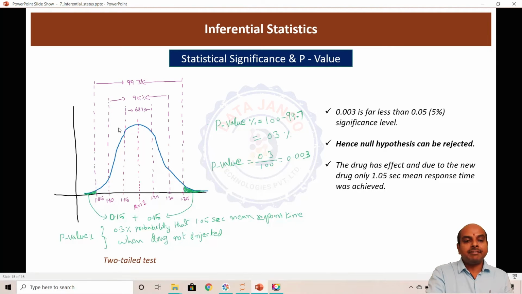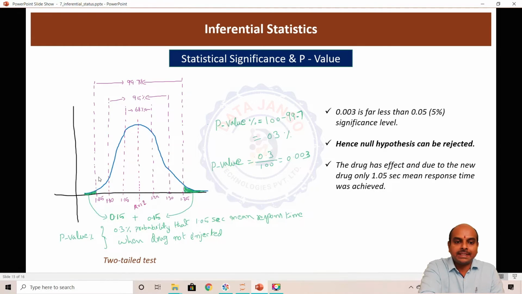95% is going to be two standard deviations. So mu minus 2 into 0.05 and mu plus 2 into 0.05 gives 1.10 and 1.30. 95% of the sample means are going to fall between 1.10 and 1.30.